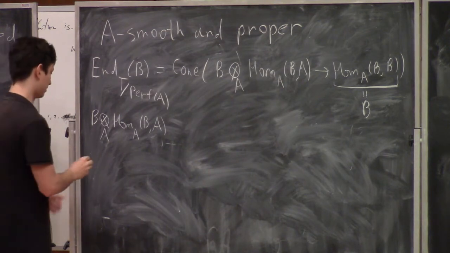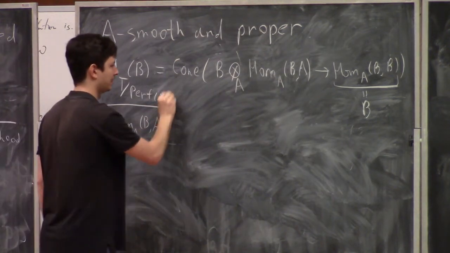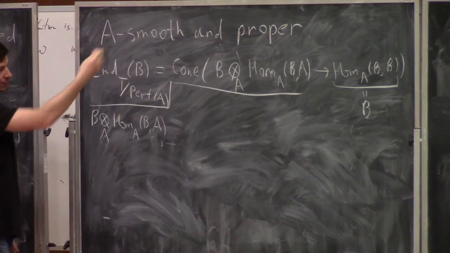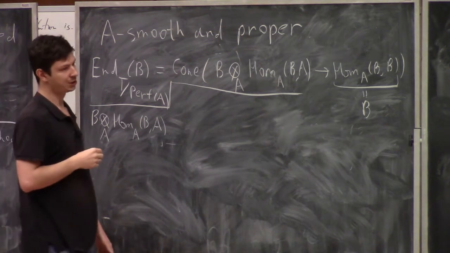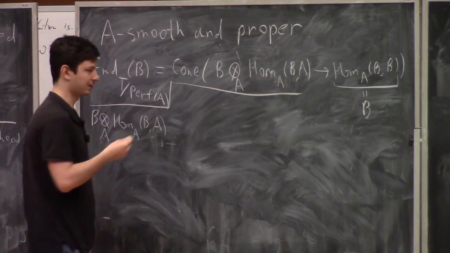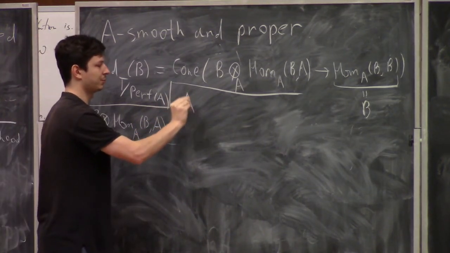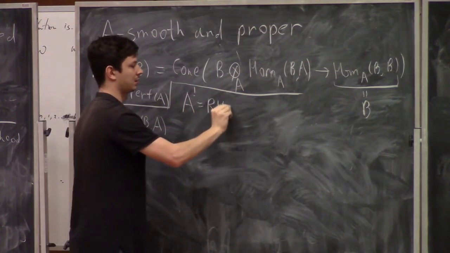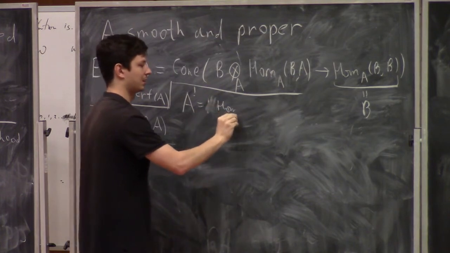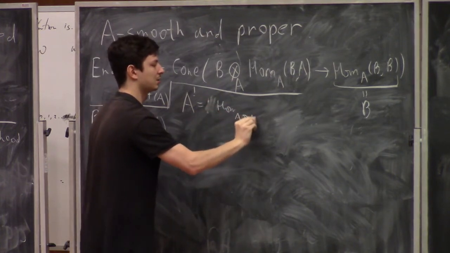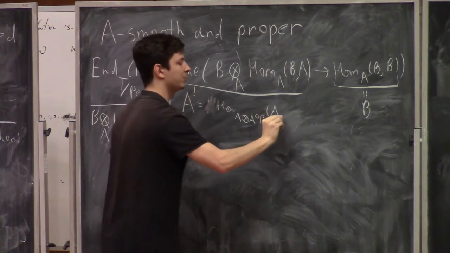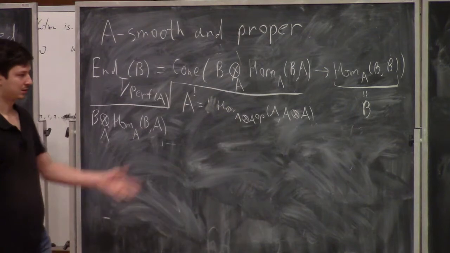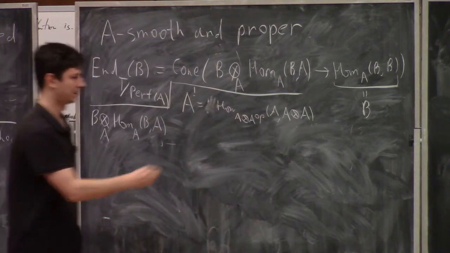Let me recall that we have this bimodule in the smooth and proper case. We have a bimodule which gives you an inverse of the functor. So this bimodule is A shriek. It is basically just Hom over A tensor A opposite from the diagonal bimodule to A tensor A. So it's like dual to the diagonal in this sense.